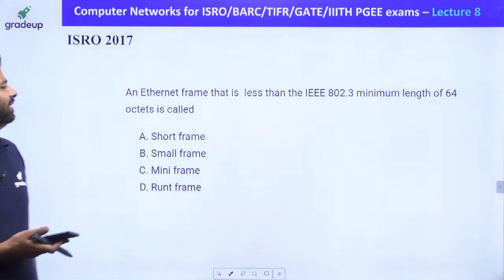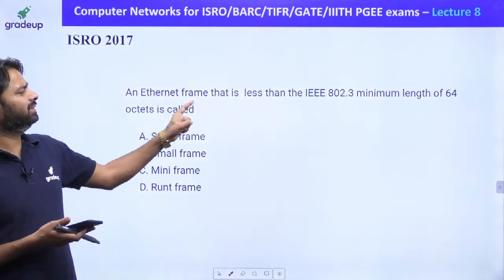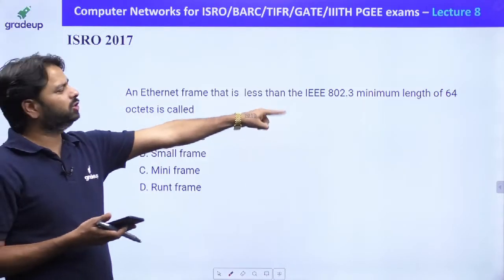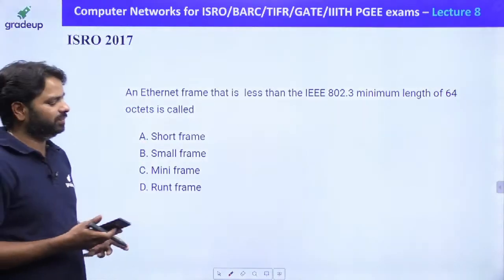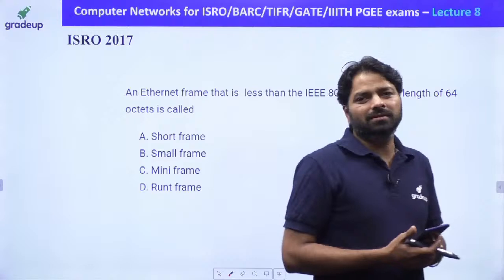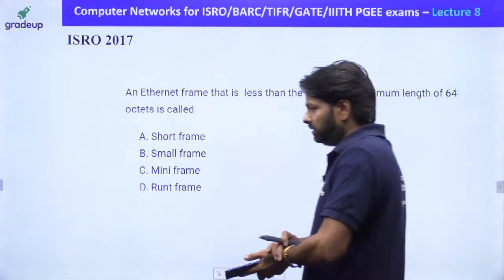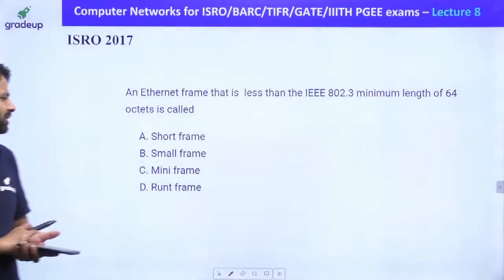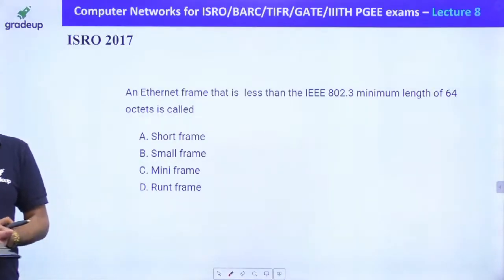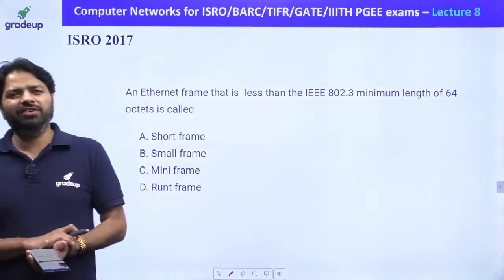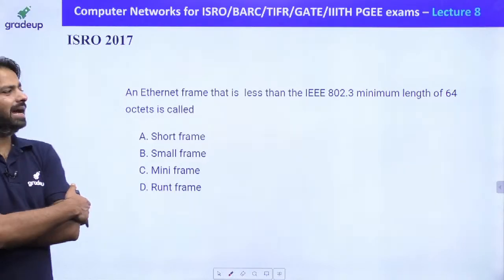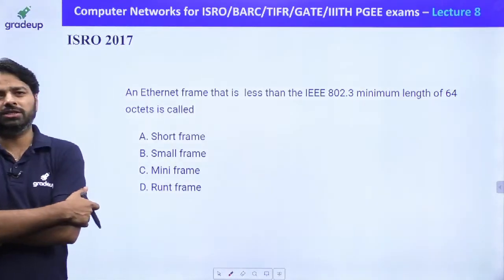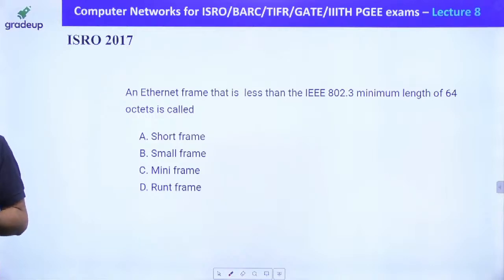What is this? An Ethernet frame that is less than the IEEE 802.3 minimum length of 64 octets is called which frame? What is that frame called? Have you heard of any kind of frame like short frame, small frame, mini frame, or runt frame in Ethernet? Which frame is less than the minimum length of 64 octets? And this can be repeated in an upcoming exam too.